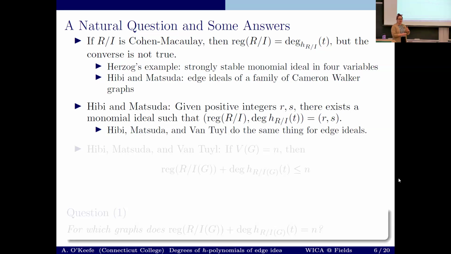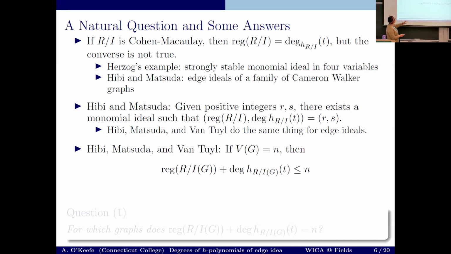And so they do actually build a monomial ideal in lots of variables to satisfy this. And Hebe, Matsuda, and Van Tuyl do the same thing for edge ideals. They construct an edge ideal to satisfy these, to see what's possible here, or that any R and S are possible. And then in that same paper, they show that the regularity plus the degree is less than or equal to the number of variables for an edge ideal.